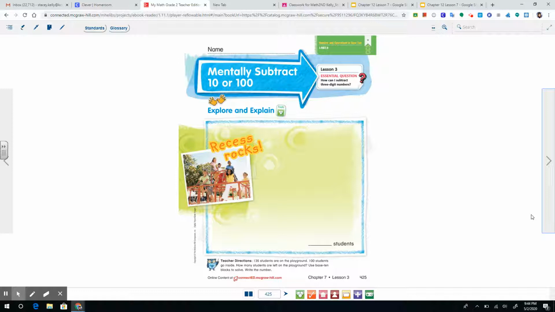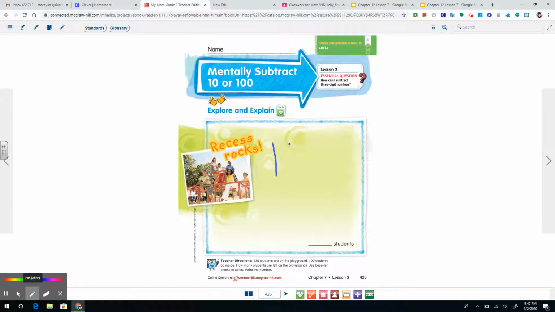All right, so 135 students are on the playground. 100 students go inside. How many students are left on the playground? Use base 10 blocks to solve. Write the number. Second grade, we know we don't have base 10 blocks at home. Some of us might, but we're just going to go ahead and do some old school math. We're going to make sure we got it right.